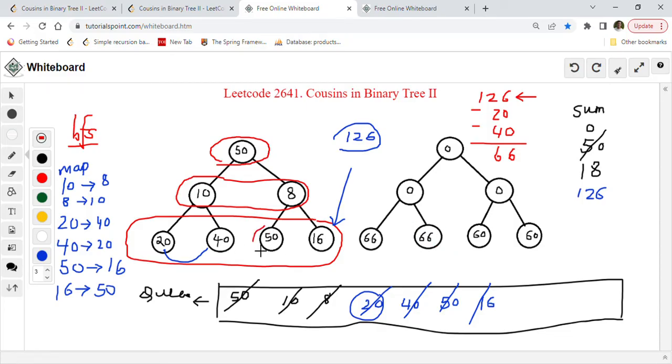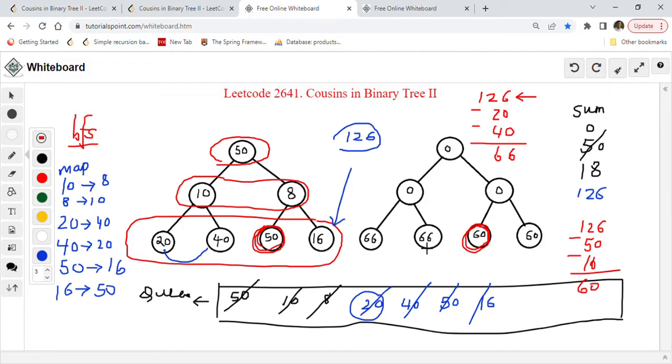What about 50? When I'm processing this node 50, what I will do? I know the total sum is 126. My current node I'm processing is 50. And who is the brother of 50? 50's brother is 16. So I'll minus 16. So if I calculate this, then I'm going to get 60, right? So this will give me 60. So I will put 60 here, right? You got it, right?